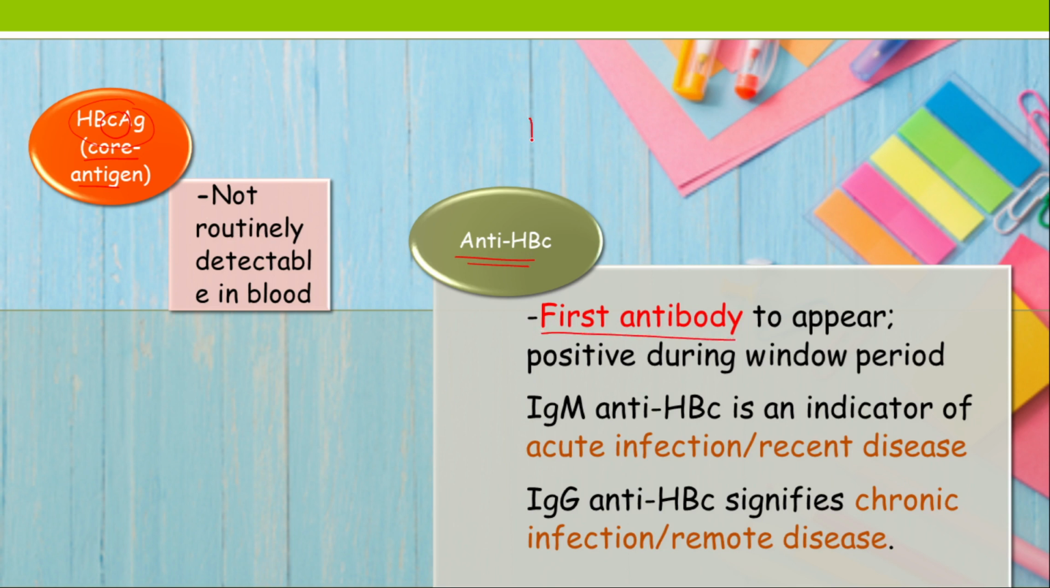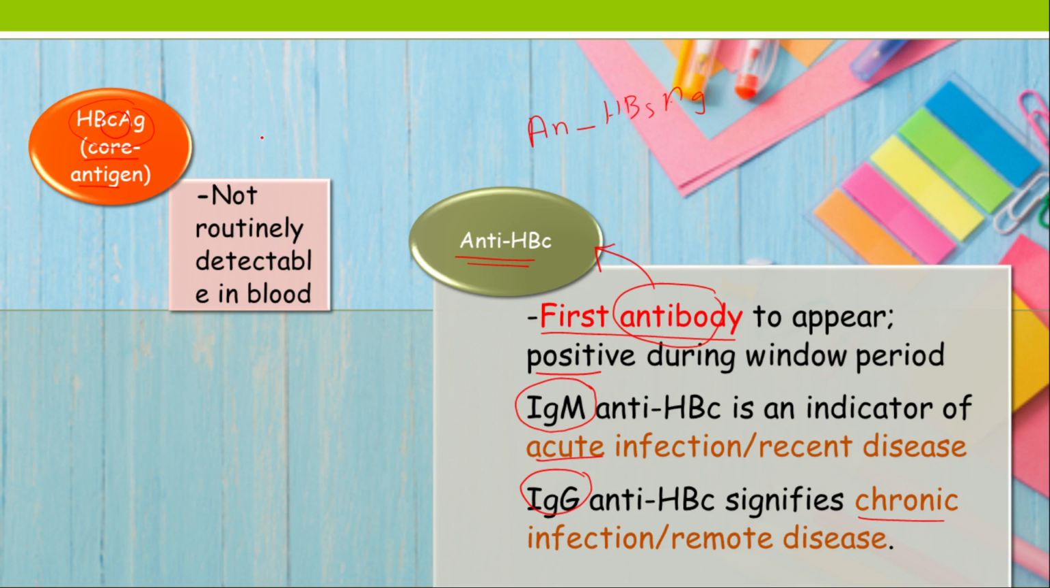So make it clear, the first antigen to appear in case of hepatitis B is HBsAg, and the first antibody to appear is anti-HBc. It is mainly positive even during the window period. And here two things you can remember: if we are going for exact immunoglobulin analysis, if IgM is there, it shows acute infection, and if IgG is there, it shows chronic infection or remote infection of the disease.